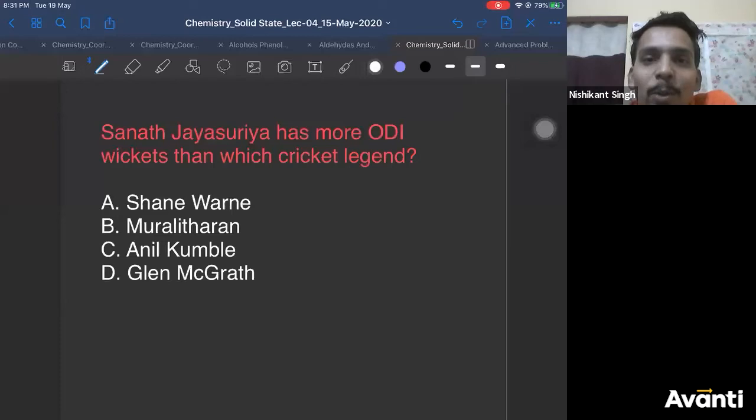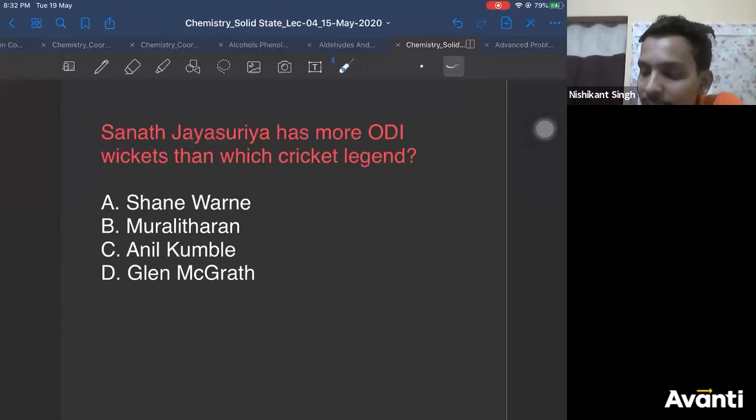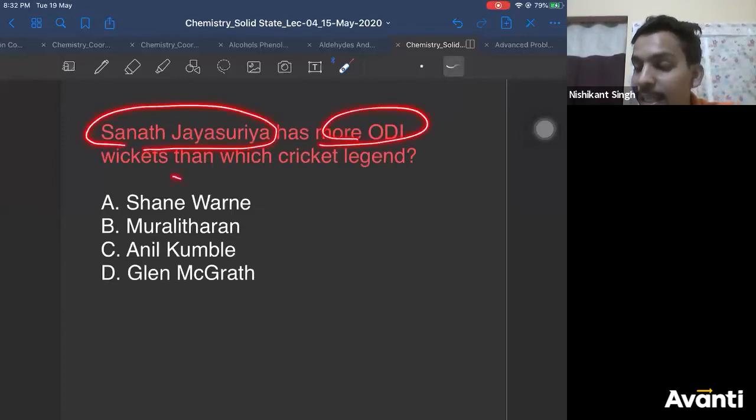Otherwise, more than half the people will Google it. Google Zindabad, right? So, taking the name of Mera Bharat Mahan, many people have voted C. Many of you voted for C, but see carefully. He's saying Sanat Jayasuriya has taken more ODI wickets than which cricket legend?